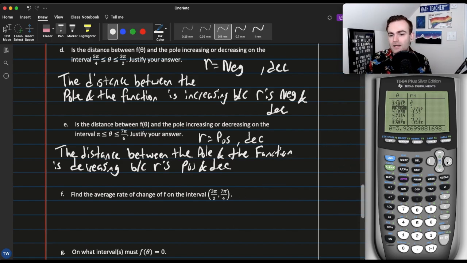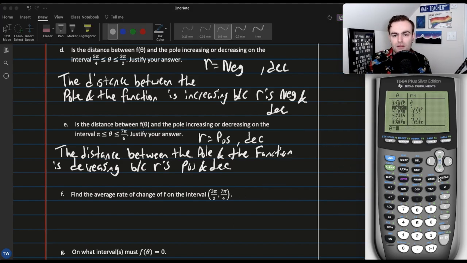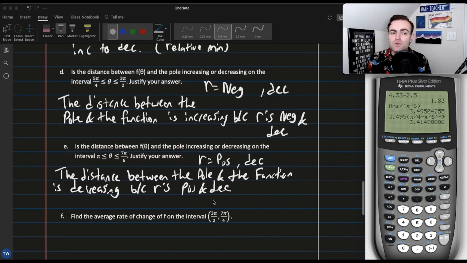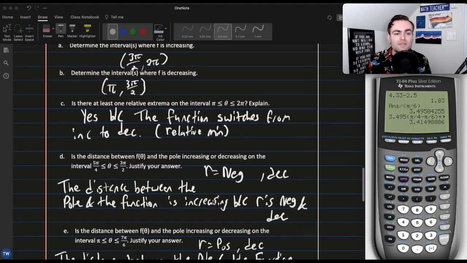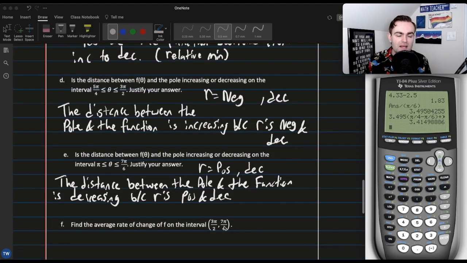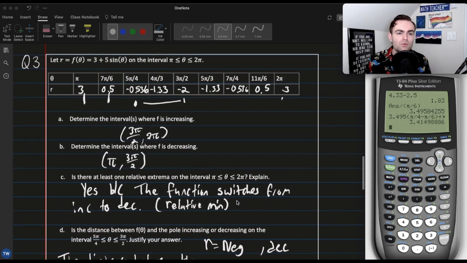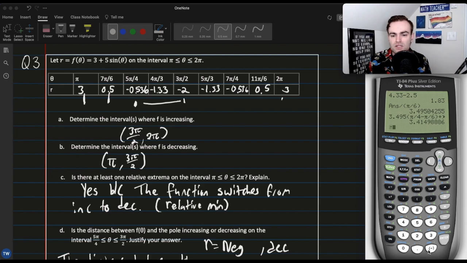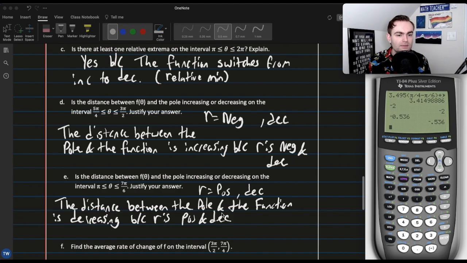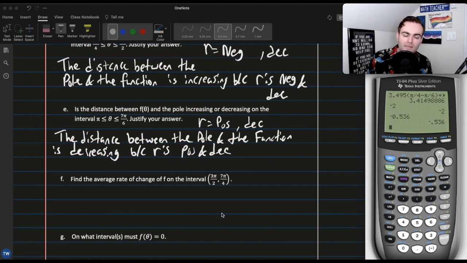Let's find the average rate of change. Okay, so I don't know what those values are off the top of my head. I don't want to keep writing them down. So we have 3 pi over 2 and 7 pi over 4. 3 pi over 2 is negative 2, so I'm just going to type in negative 2 to store that in my calculator. And then negative 0.536 are the values I want. So find the average rate of change between them.